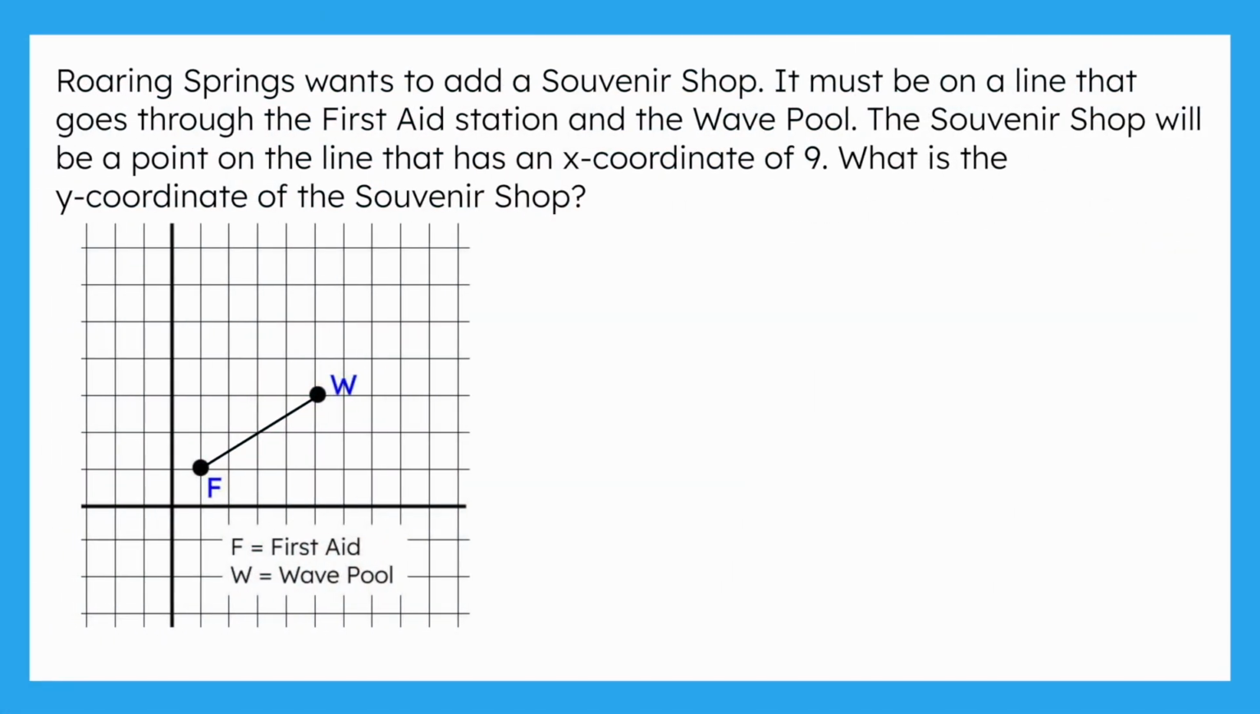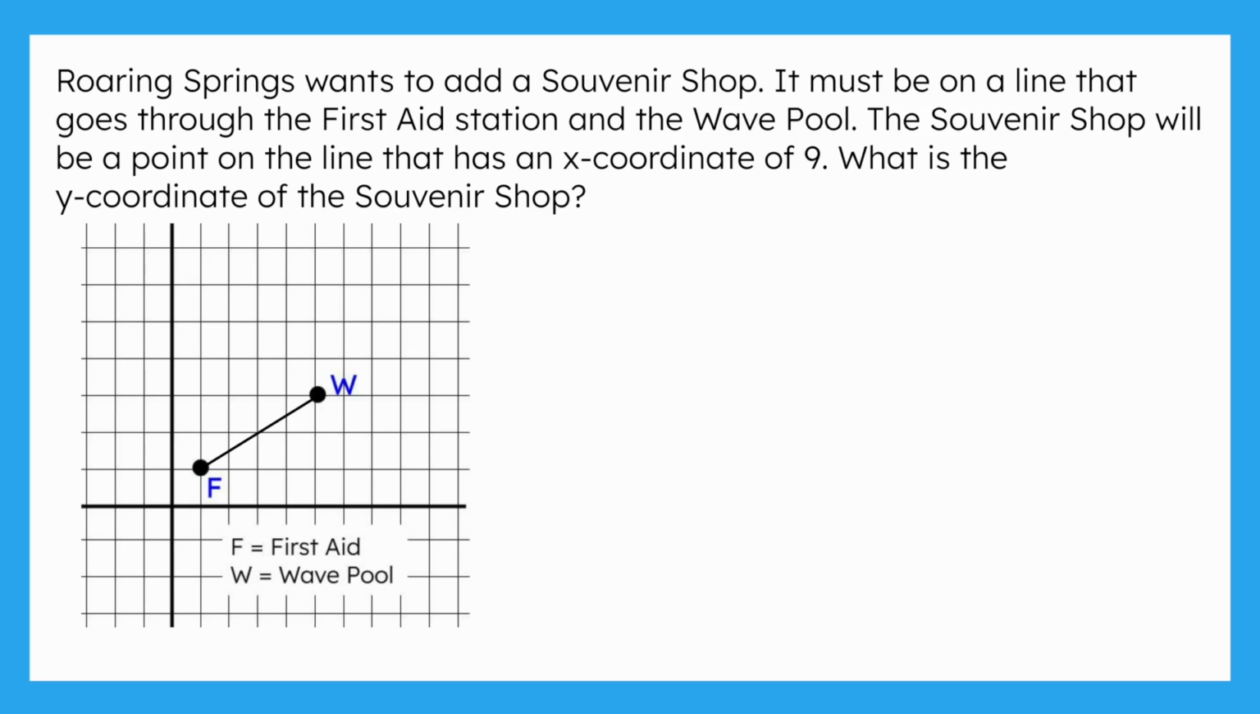Roaring Springs wants to add a souvenir shop. It must be on a line that goes through the first aid station and the wave pool. The souvenir shop will be a point on the line that has an x-coordinate of 9. What is the y-coordinate of the souvenir shop?